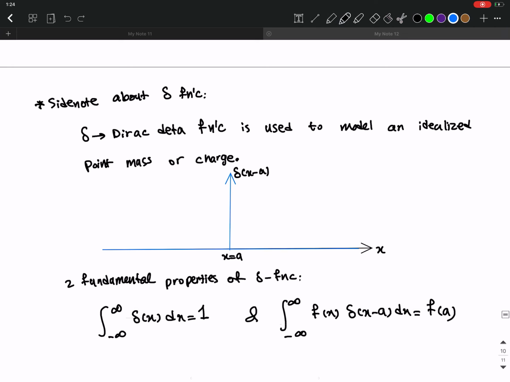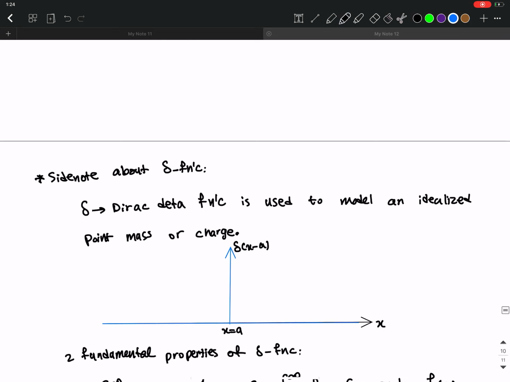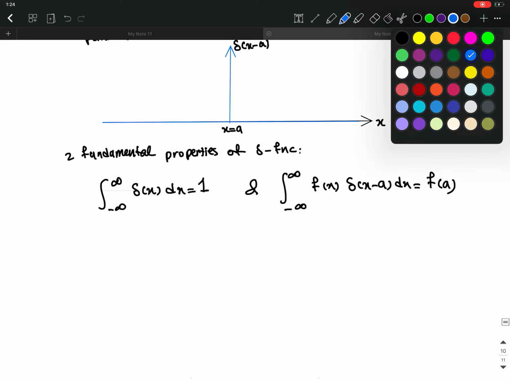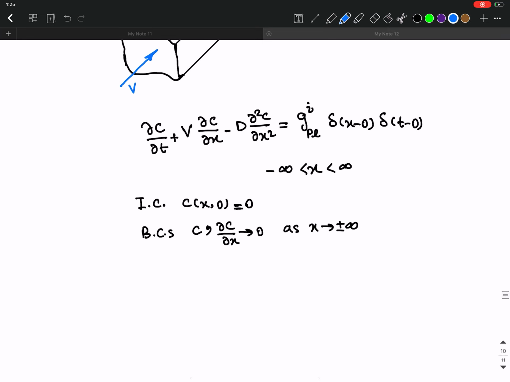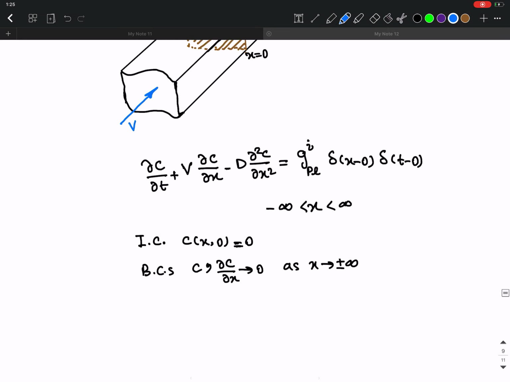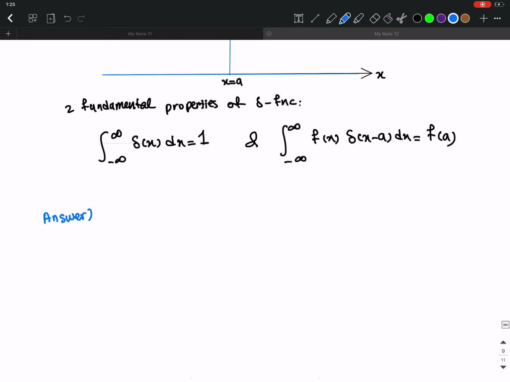So these are two properties that we need to know about delta functions. Okay, so important properties. Now let's get back to our problem. So we have this equation, and now we want to solve that based on the complex Fourier transform solutions that we found before.